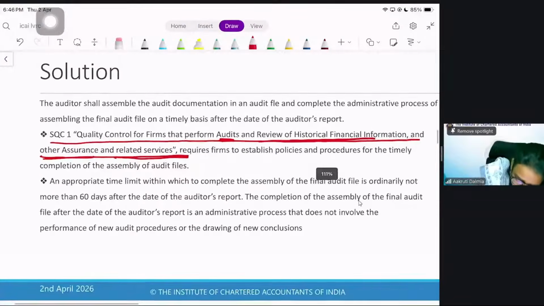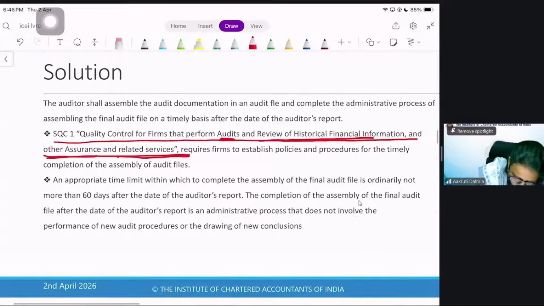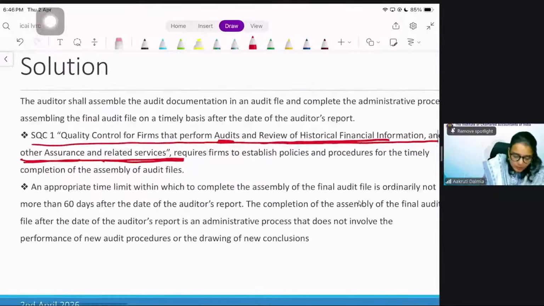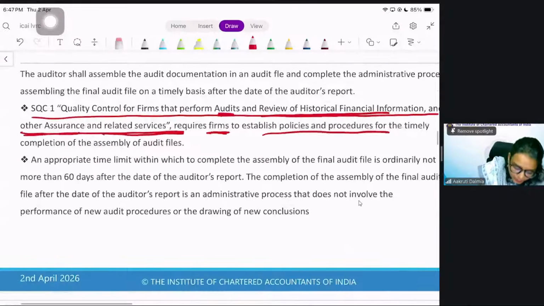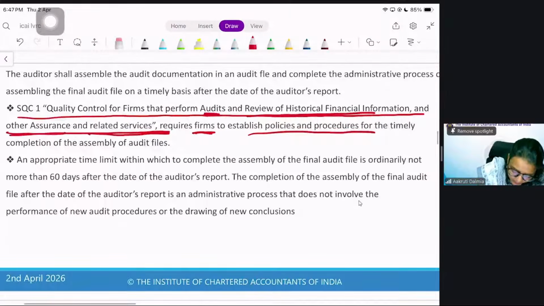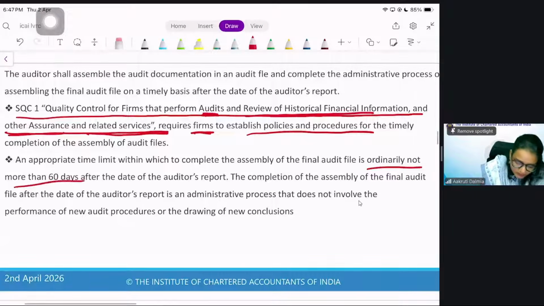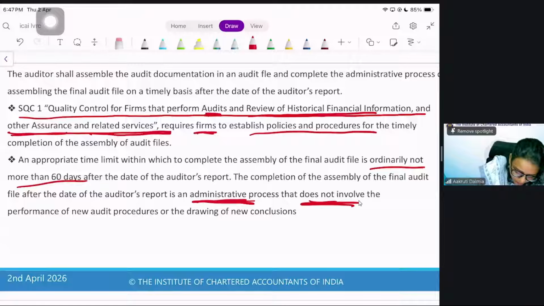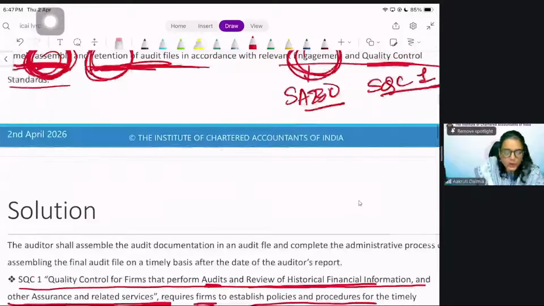It requires firms to establish policies and procedures for timely completion and assembly of audit files. An appropriate time limit within which to complete the assembly is ordinarily not more than 60 days. Again, repetition from the previous answer. The completion of the assembly of audit file after the date of audit report is just an administrative process. It does not involve doing any new audit procedures or any new conclusions. So ये तो हमारा पूरा ऊपर यही पॉइंट था.